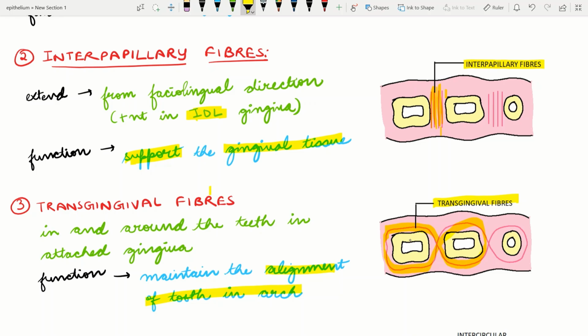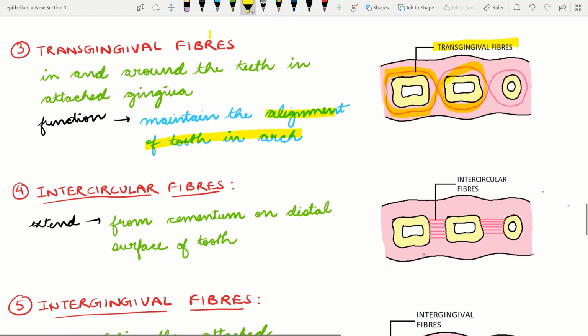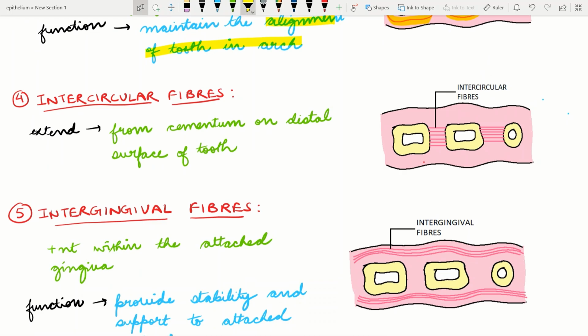See, these fibers, they are just going in and around the teeth in the attached gingiva. So these are your transgingival fibers. Now coming to the fourth group of fiber, that is your intercircular fibers. Here you see these fibers. These are your intercircular fibers. They extend from cementum on distal surface of teeth. So you see here, they are extending from the distal surface of the tooth.